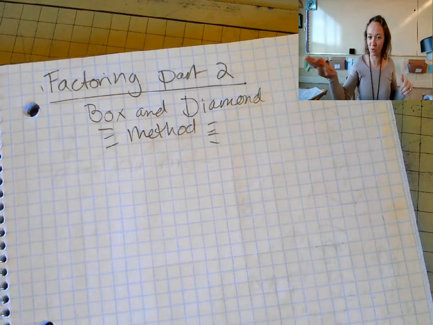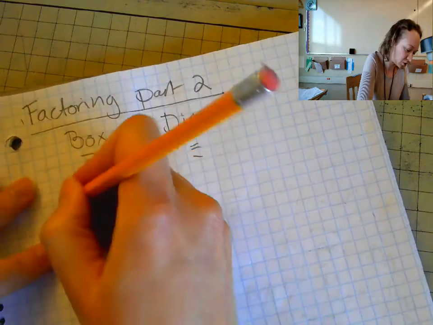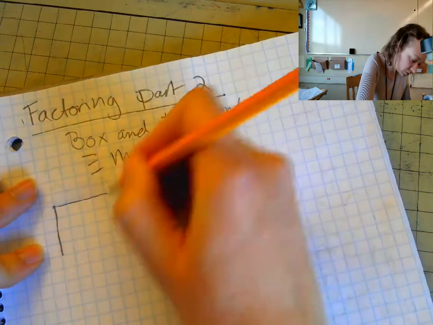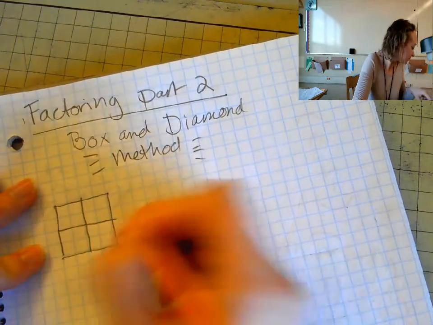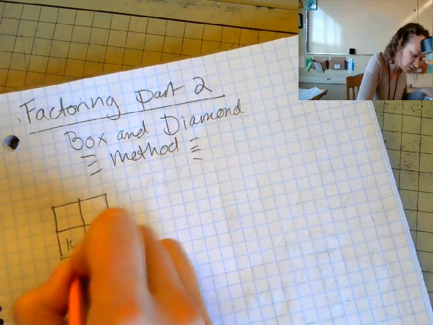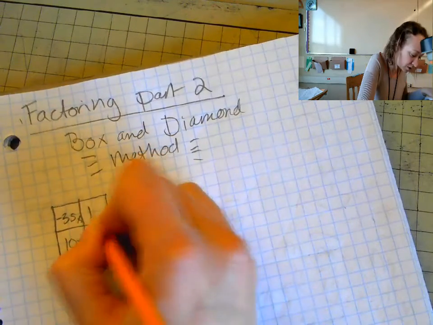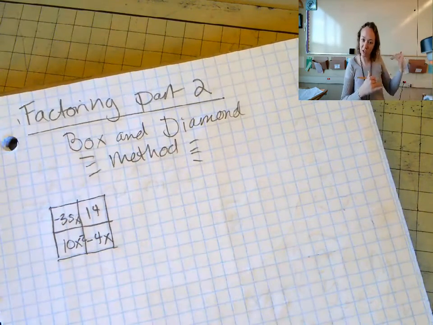I'll look at it in Canvas as well, but we need something to look at, so we're just going to use that one. I gave you the rectangle with 10x squared, negative 35x, 14, and negative 4x, and I asked you to find the outside dimensions.